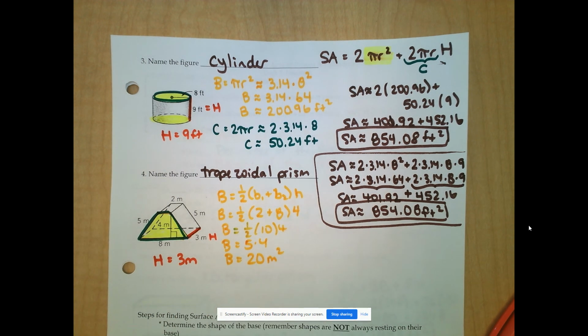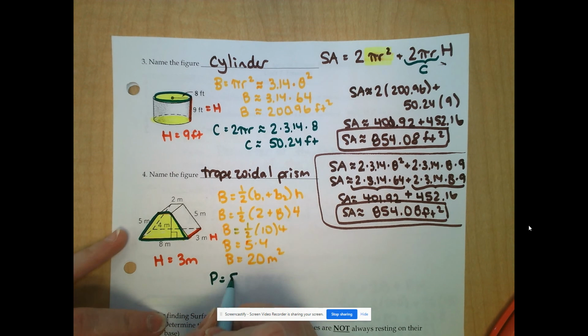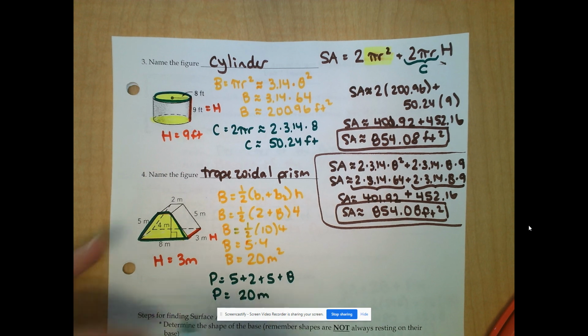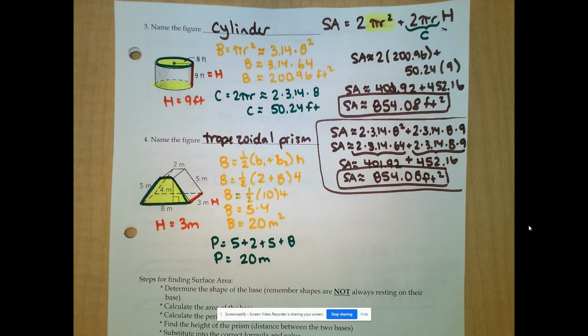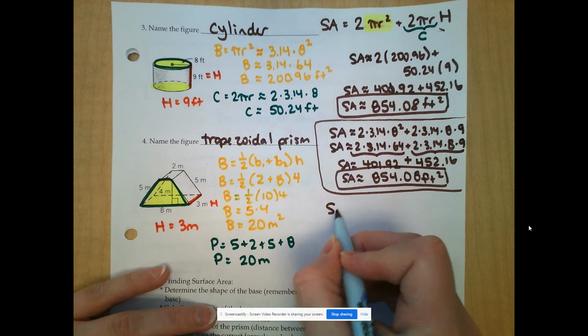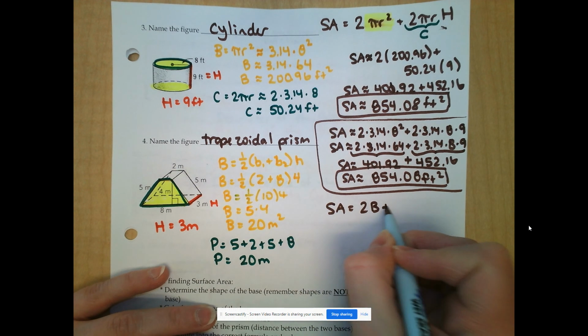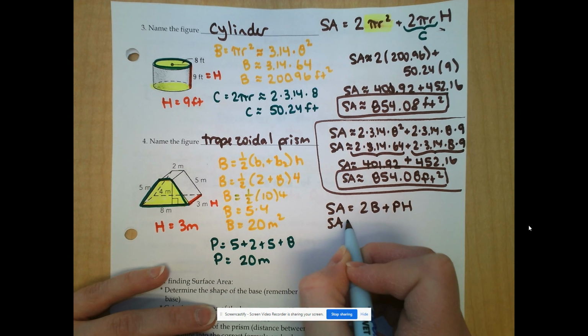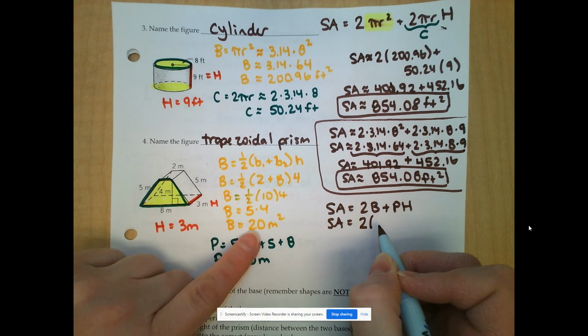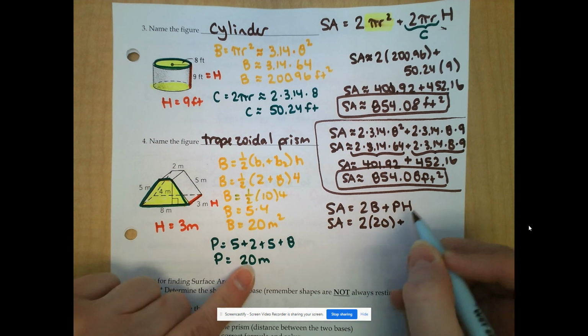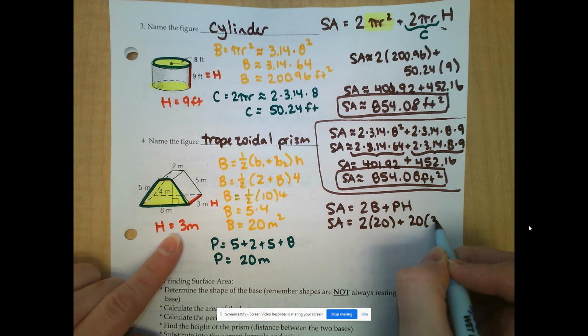I also need the perimeter. There's no specific formula, so I'm going to add the 5, the 2, the 5, and the 8, which gives me a perimeter of 20 meters, and I've got my capital H for my height. We need the surface area formula. This is a prism, so we go back to that 2b plus ph. Surface area, 2 times the base. So the base was 20 plus the perimeter, 20 times the height, 3.